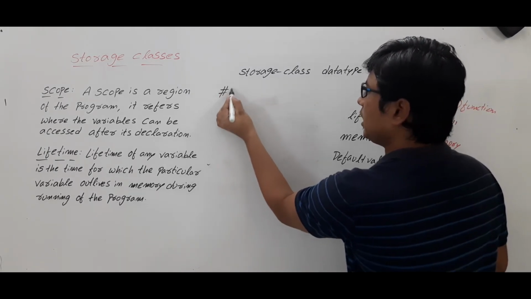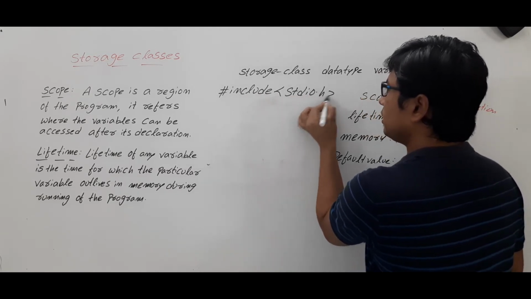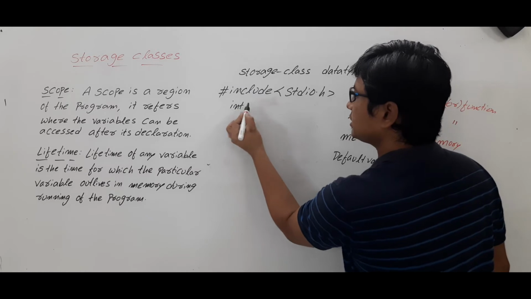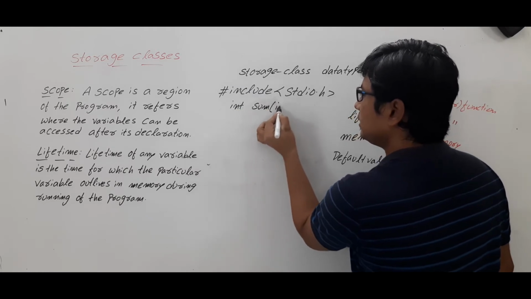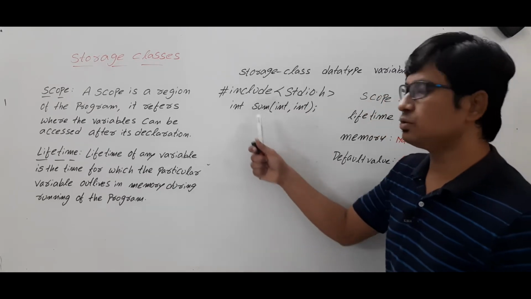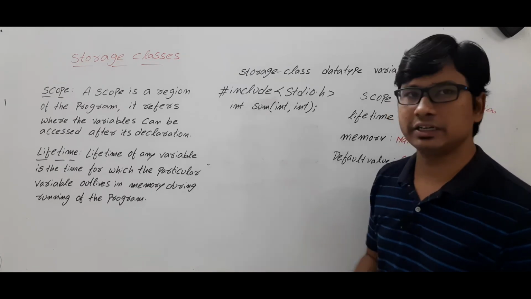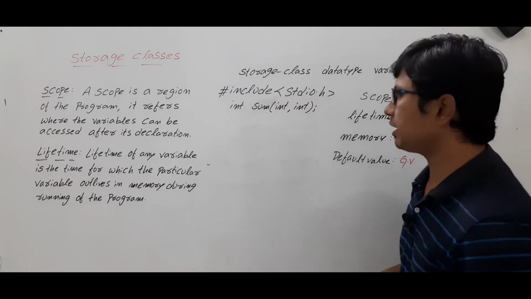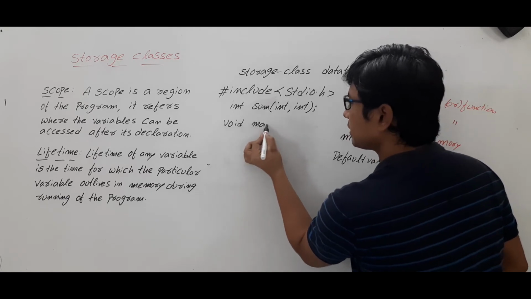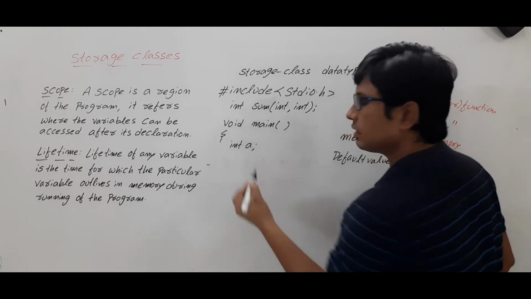Let me write. I am including the stdio.h standard input output header file, and then I am writing another function declaration, int sum(int, int). This is a user defined function called sum. The return type is int, so this function will return an integer value and it will take two parameters. Now let's take that I am writing void main and I am declaring some variable a. Okay, is it clear? Are you able to understand?